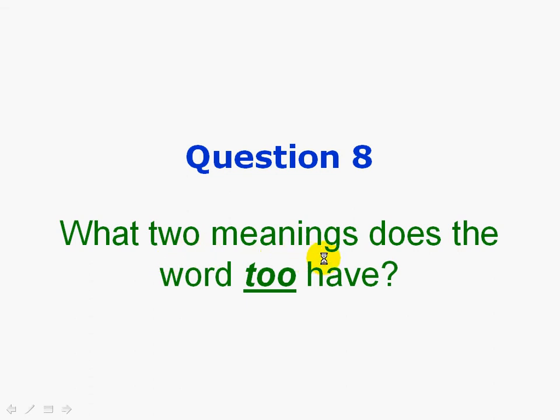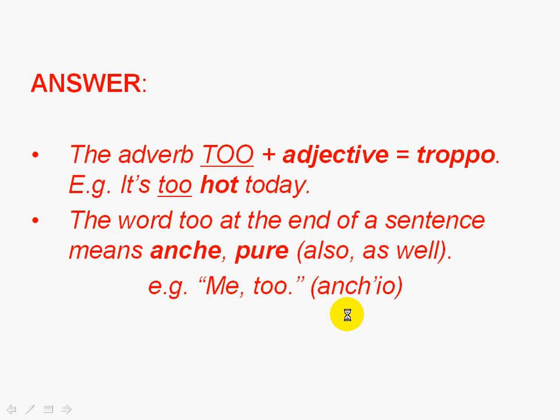What two meanings does the word too have? Let's have a look. The adverb too and an adjective together means troppo. It's too hot today. Oggi fa troppo caldo. The word too at the end of a sentence means anche, pure. Me too vuol dire anch'io.